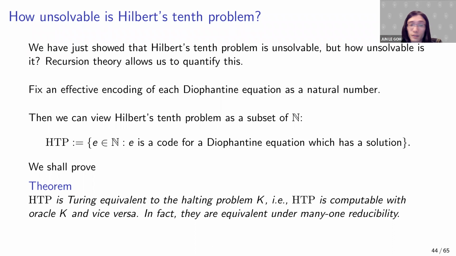Sorry, the quantifiers were a bit wrong there. I'm saying that there is a Turing machine which has access to the oracle K, and it computes HTP. Conversely, there is a Turing machine that has oracle access to HTP and computes K. So this means that HTP and K are computationally equivalent.